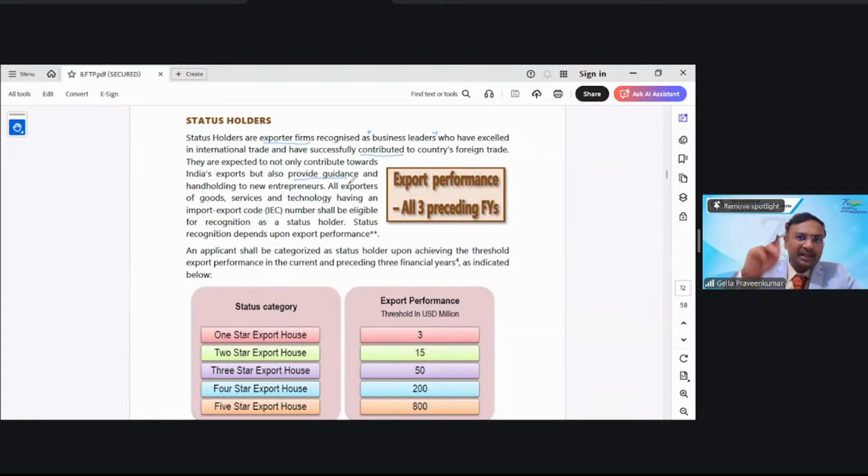Connected with this particular point, there is one amendment in the recent customs provisions. You have the latest amendments from your examination point of view. So when they say guidance, there is a window. Let me come to my Word document.